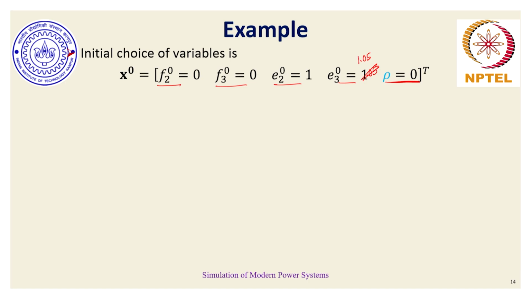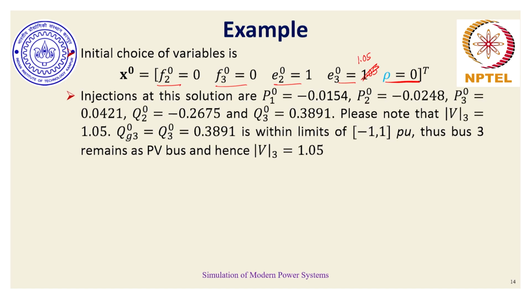At this initial choice of variables and other known quantities, I'll recalculate P10, P20, P30, for which numbers are given, Q20 and Q30. Q30 at this initial choice is 0.3891, which indicates that bus 3 remains a PV bus because this is the corresponding limit, and V3 is 1.05 PU.